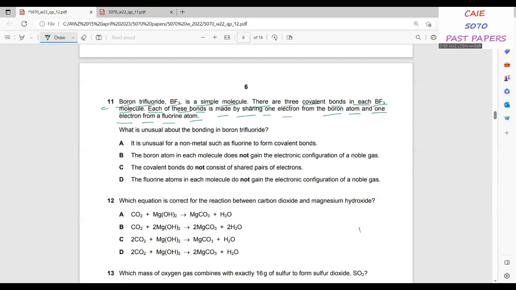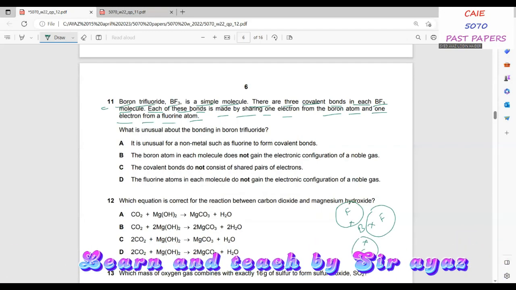The dot and cross diagram will be like this. If I show the valence electrons for boron with crosses, then it will be like this. 1, 2, 3. And we have fluorine around each of these valence electrons. Now I am showing the electrons of fluorine. 1, 2, 3, 4, 5, 6, 7.